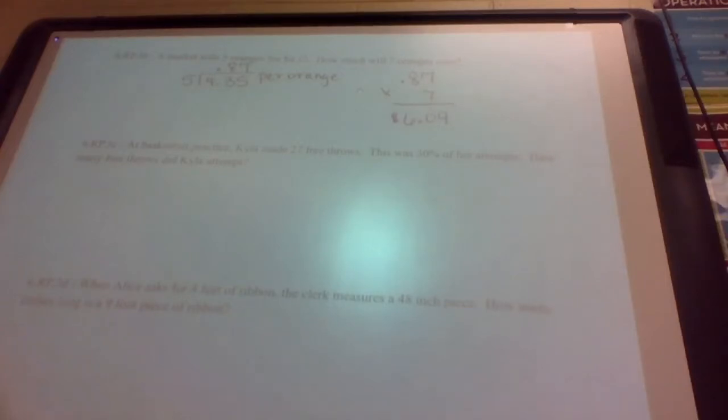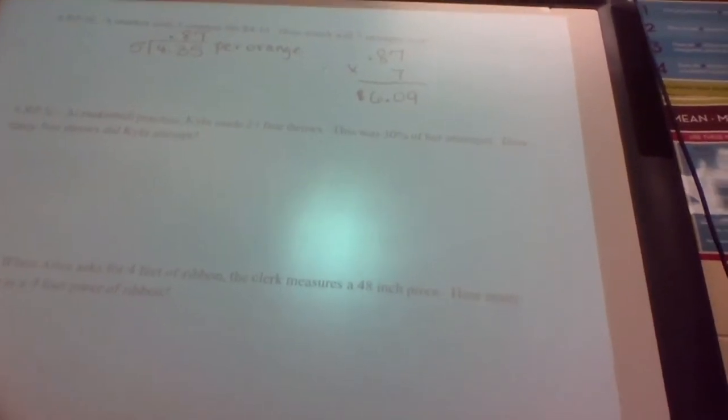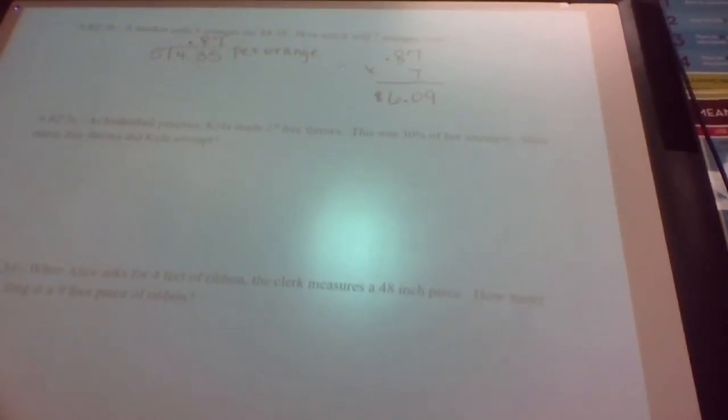Number 3, at basketball practice, Kyla made 27 free throws. This was 30% of her attempts. So what is this telling me, Ariel? If she made 27 free throws and that's 30% of her attempts, what does that mean? The 27 and the 30 both represent what? No, not quite. What do they represent, Zion? The 27 and the 30.